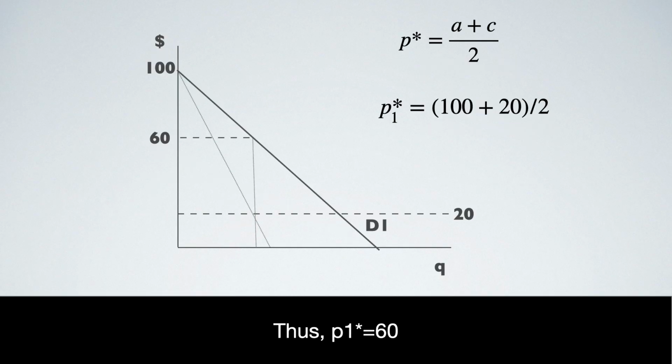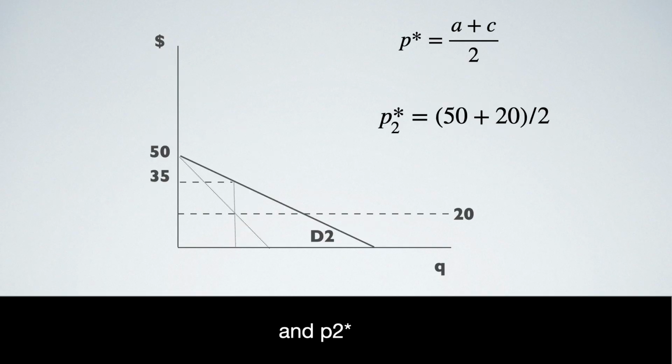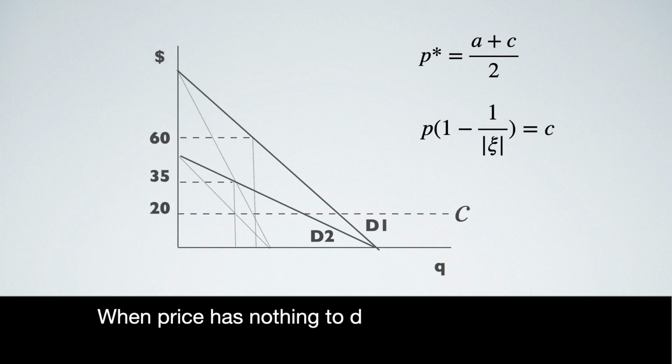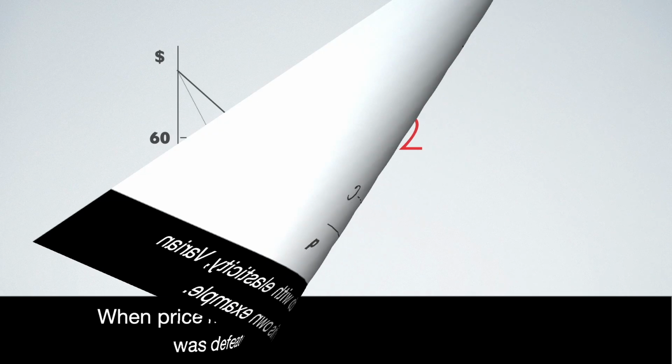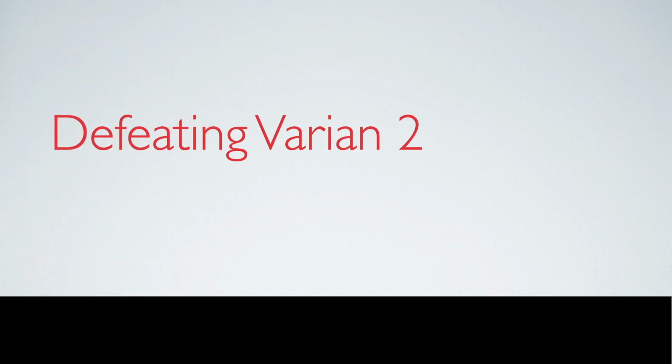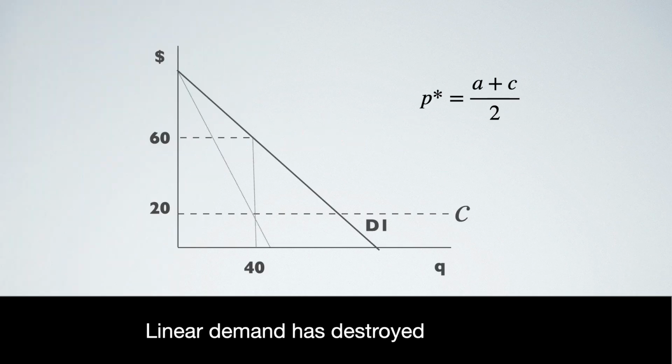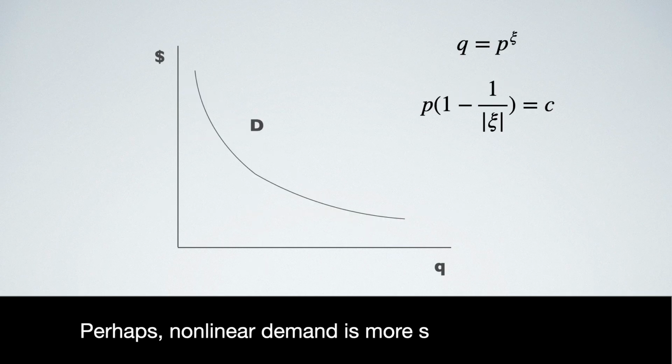Thus, P1 equals 60 and P2 equals 35. When price has nothing to do with elasticity, Varian was defeated by his own example. Defeating Varian 2. Linear demand has destroyed his theory. Perhaps nonlinear demand is more suitable for Varian.